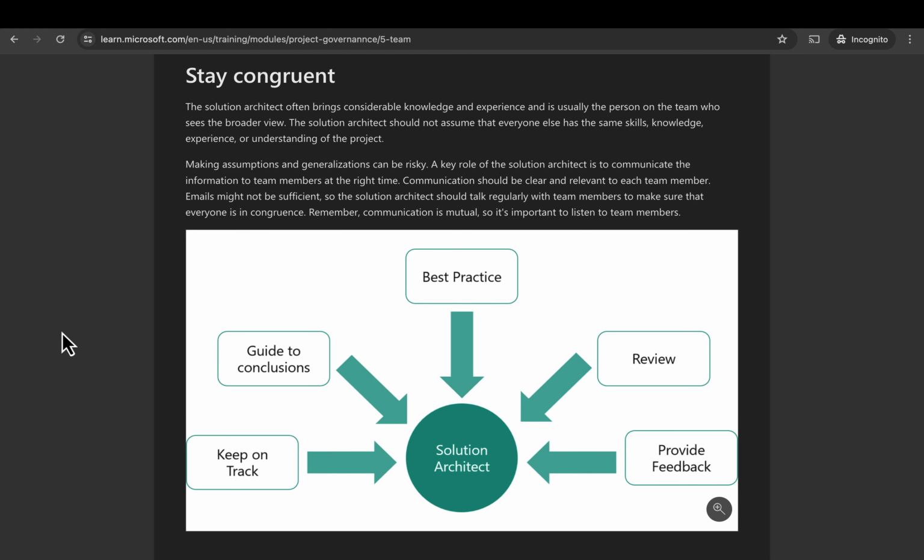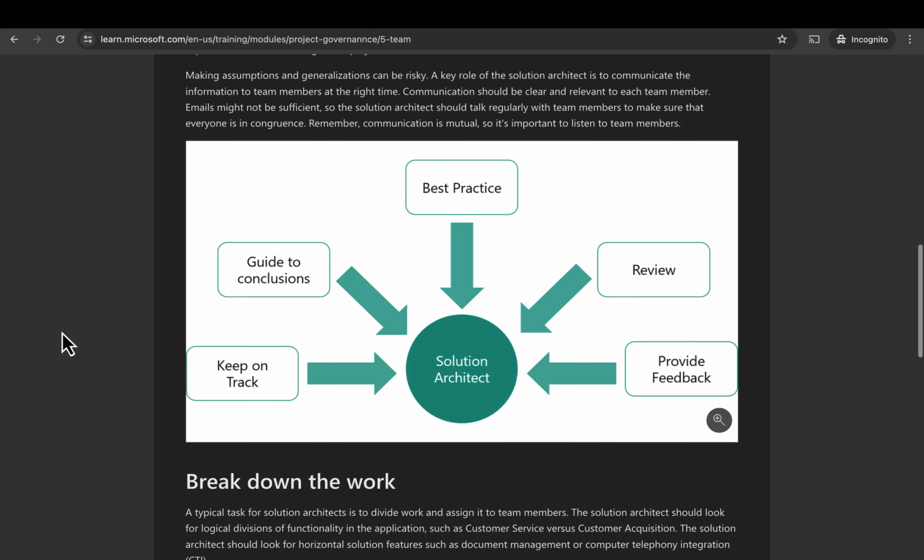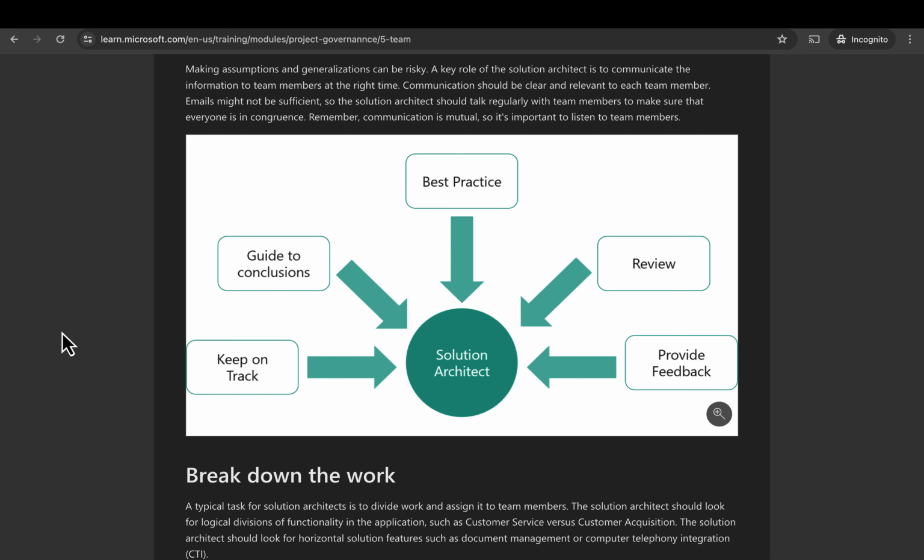Stay congruent. The solution architect often brings considerable knowledge and experience and is usually the person on the team who sees the broader view. The solution architect should not assume that everyone else has the same skills, knowledge, experience, or understanding of the project. Making assumptions and generalizations can be risky.